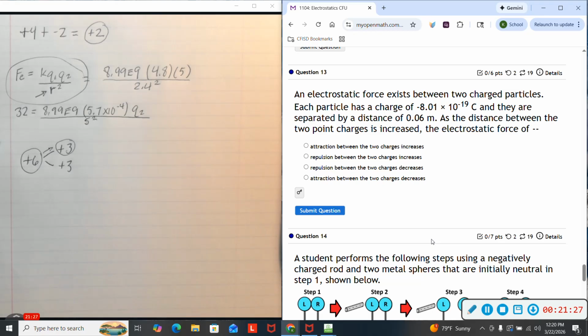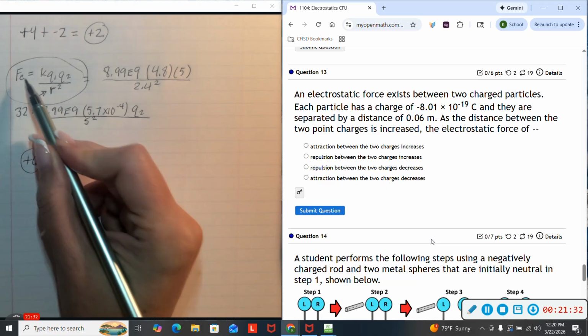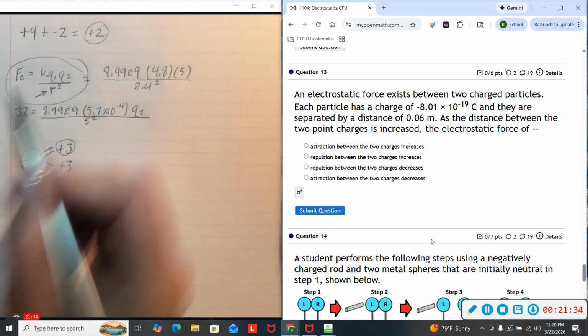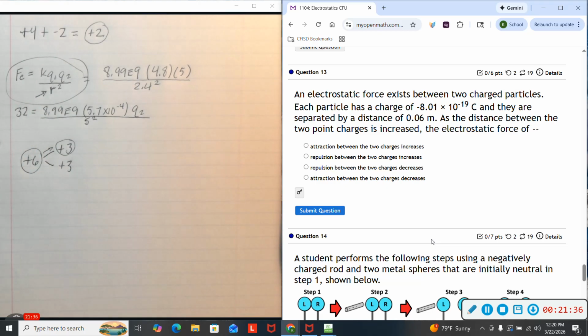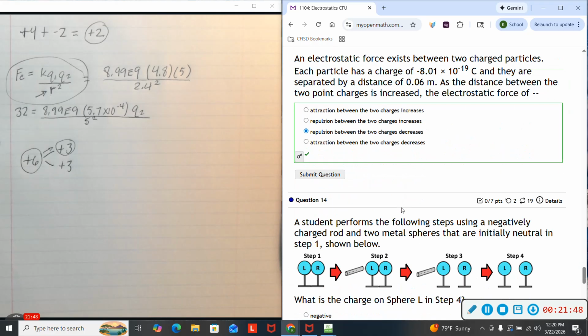And we're talking about this distance getting bigger. As this number gets larger, that means we're dividing by a larger number, and it gives us a smaller amount of force. And so we'd say that the repulsion between the 2 charges decreases. We're going to get a smaller amount of force as the objects are moved farther apart from one another. And they are still repelling because they have like charges.